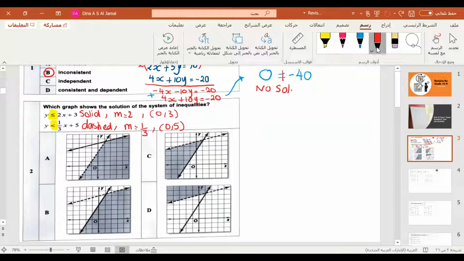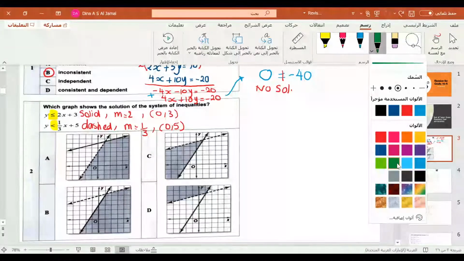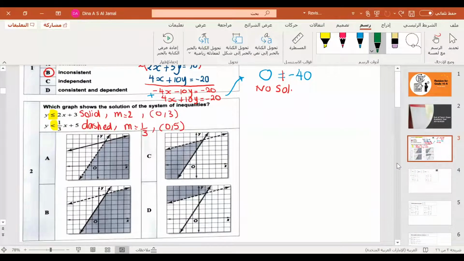And from here, you can start cancelling. At the end, you can compare the shaded area. So first of all, let's see A. A will show you that the dashed line will be having here 0 and 3, and the solid line will be having 0 and 5. So he made the opposite for you. That means option A is wrong.